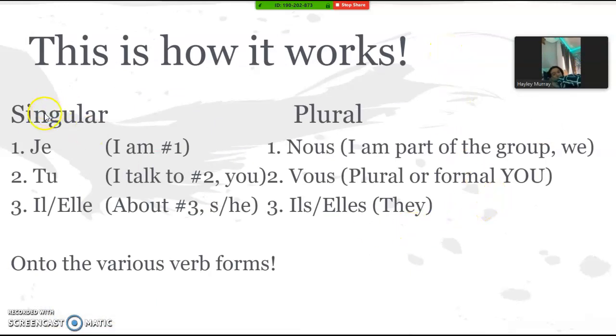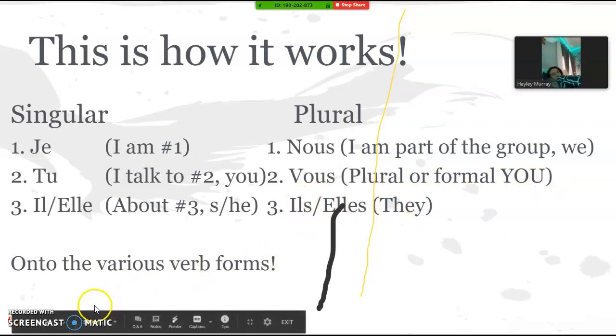Basically, it's divided into two parts, the singular part and the plural part. You're going to say the first person is I. The second person is you, and the third person is he or she. So I am number one. I talk to number two, which is you, about number three, which is he or she. Okay? The plural part is sort of the same thing, except that it has more people in it. Nous, I am part of the group. Vous, the plural or formal you, and they, which is ils or elles. Okay?